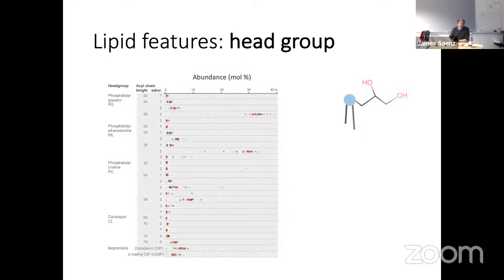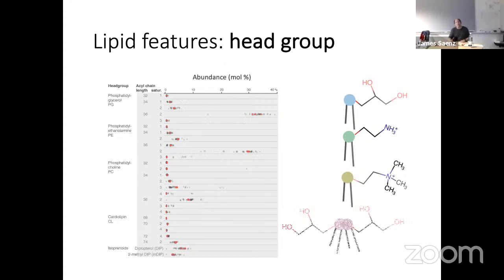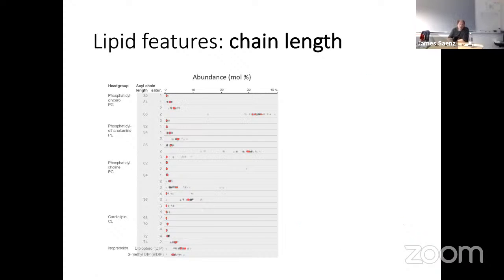So you have phosphatidylglycerol, which has a glycerol group stuck to the head group. Phosphatidylethanolamine has an ethanolamine. We have choline, and then we have cardiolipin, which is basically 2 glycerols sticking off. So these of course can influence membrane properties by changing them.